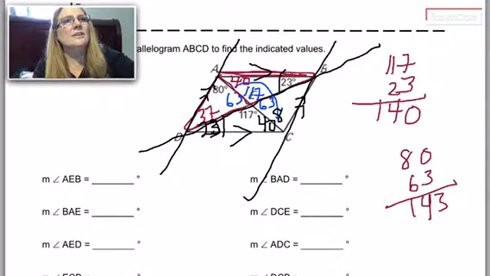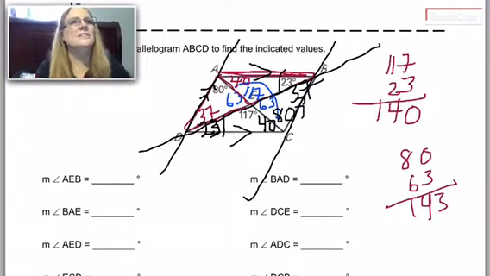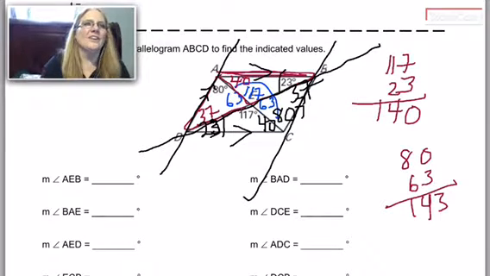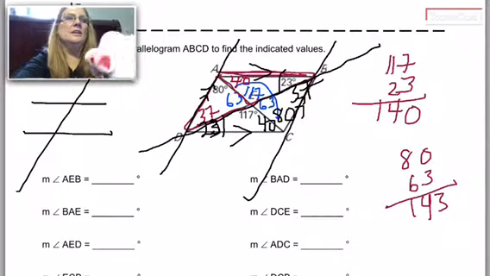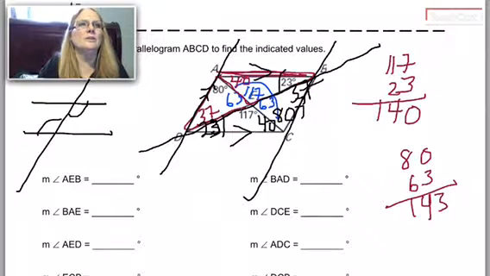80, 80, 37, 37. Okay, it's kind of hard to draw all that in here. But remember, when we have parallel lines, we can go back to the two parallel lines cut by a transversal, and alternate interior angles are going to be congruent.